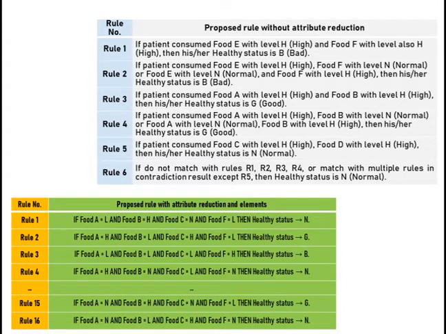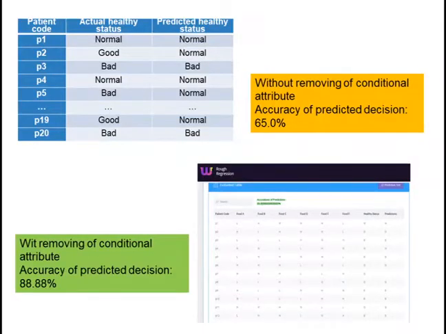The proposed rules from table 1 and table 2 will be applied to estimate or predict the healthy status of people. In this slide you can see that using the proposed rules from table number 1, the accuracy of predicted decisions is around 65%. While with the proposed rules from table number 2, after we implement them on the actual data, we have an accuracy of predicted decisions of around 88.88%. So here we can conclude that data reduction is very important to improve our accuracy.